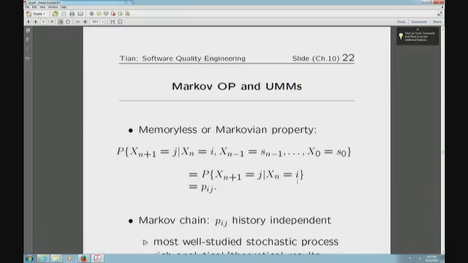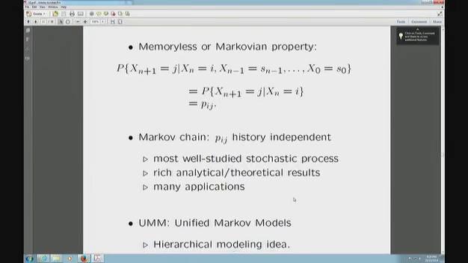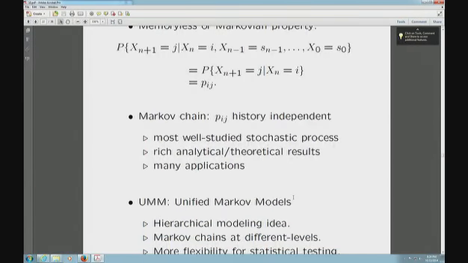So this Markov chain is basically history independent, and it's the most well-studied stochastic process. There are lots of analytical and theoretical results, with a lot of applications. It has been used in all kinds of things. For example, one area that uses the Markov chain a lot is system performance evaluation, where you look at the system, the network, the queuing. They use Markov chains a lot.